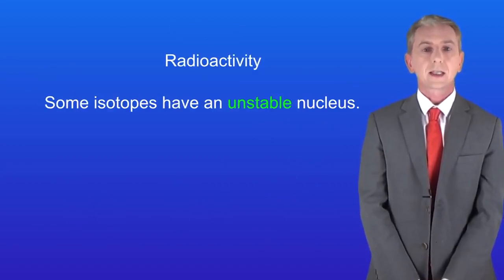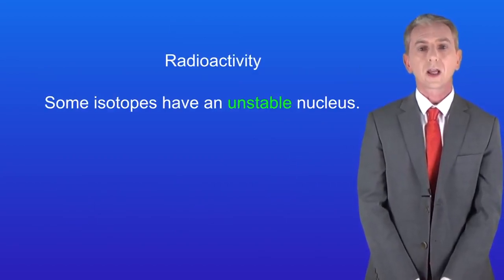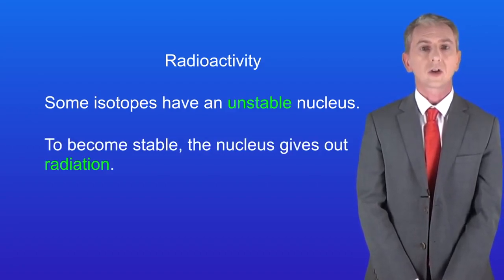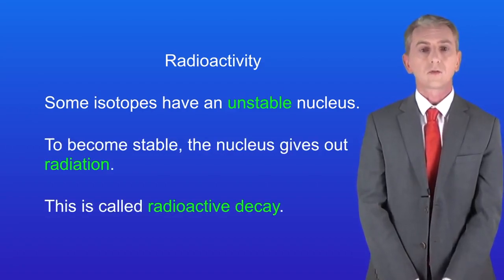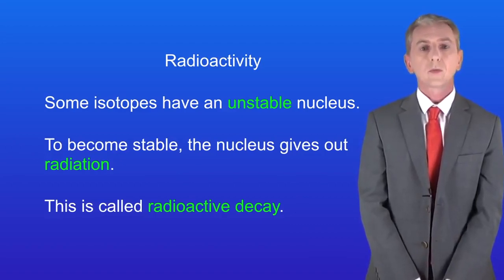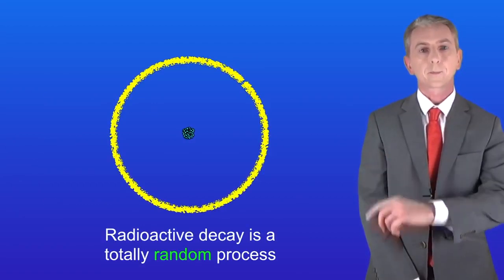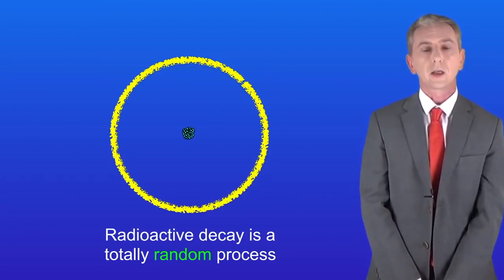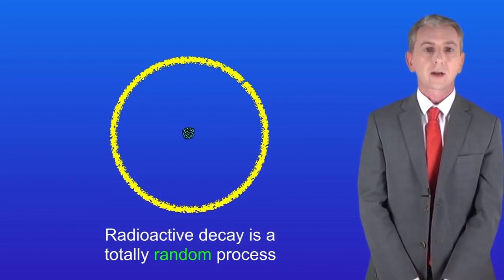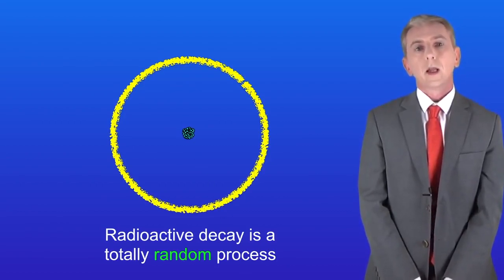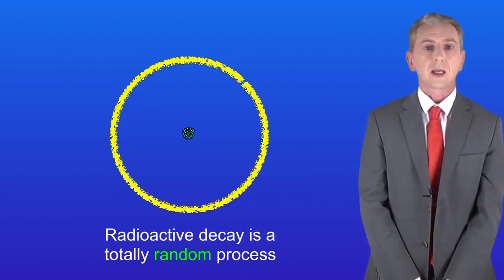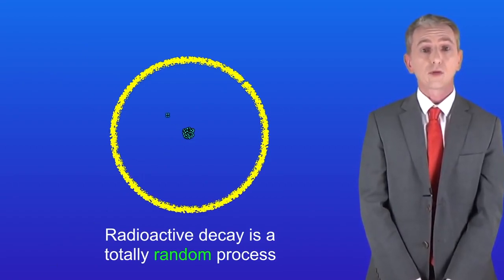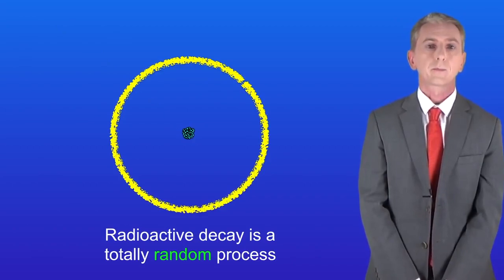The first key idea to get is that some isotopes have got an unstable nucleus. To become stable, the nucleus gives out radiation, and scientists call this process radioactive decay. I'm showing you a radioactive atom here. As you can see, the atom's giving out radiation from the nucleus, so it's undergoing radioactive decay. Now, a really important point about radioactive decay is that it's a completely random process. Scientists cannot predict when a nucleus will decay.